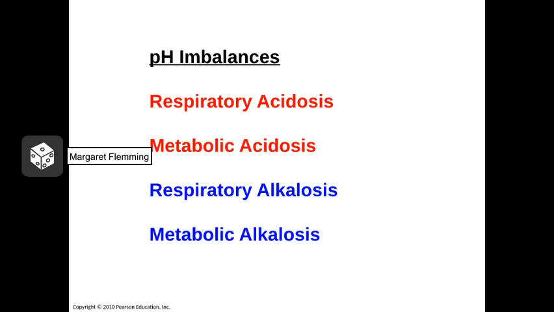We have 4 categories of pH imbalances. Respiratory acidosis. Why respiratory? That's what causes it. In respiratory acidosis, the pH is dropping because the respiration rate is too low, conserving too much carbon dioxide, which also increases hydrogen concentration, decreasing pH.